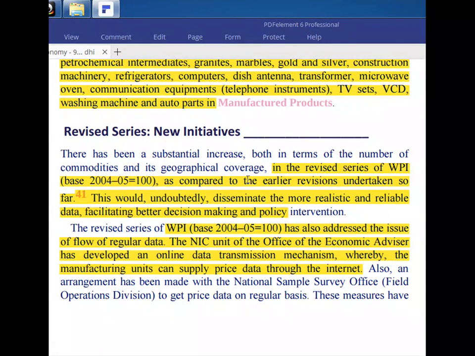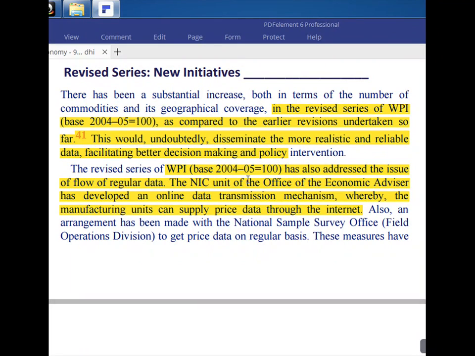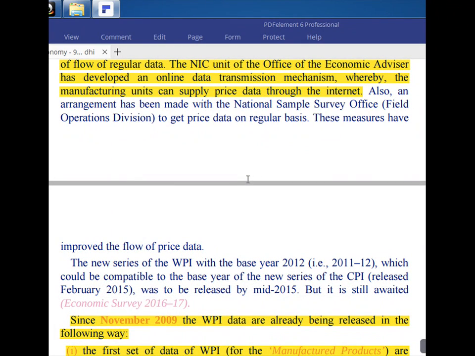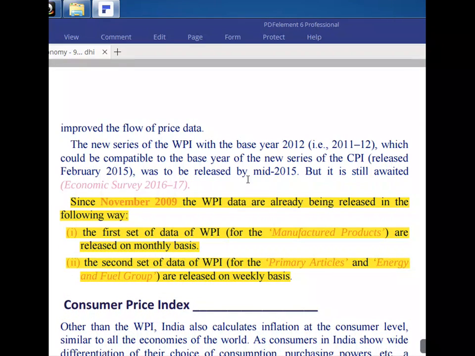The revision undertaken, the WPI base year 2004-05, has also addressed the issue of flow of regular data. The NIC unit of the Office of the Economic Advisor has developed an online data transmission mechanism whereby the manufacturing units can supply price data through the internet. Also, an arrangement has been made with the National Sample Survey Field Operations Division to get price data on a regular basis. These measures have improved the flow of price data.